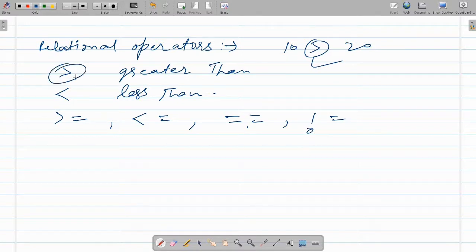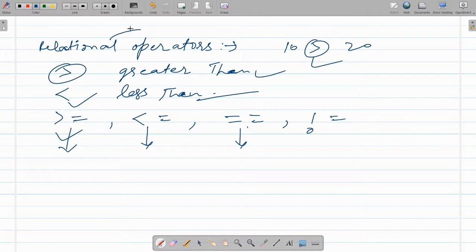This particular operator checks whether the number is greater than or not. This operator checks whether the number is less than or not. This is greater than equals to; it will return a true or false value if the number is greater than or equal to. This returns the true value if the number is less than or equal to. This returns the true value if the number is equivalent, and this will return the true value if the number is not equal to the given number.